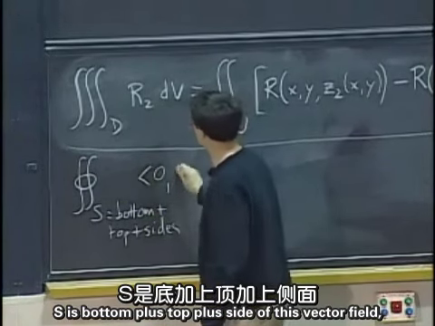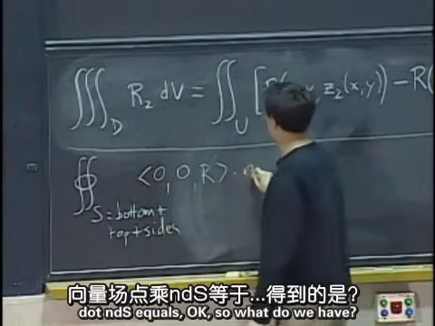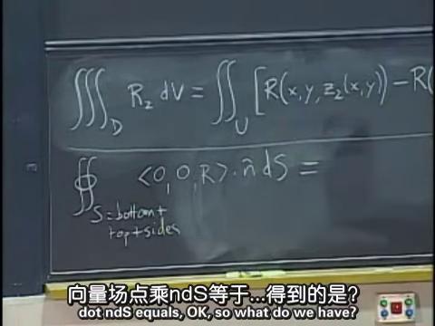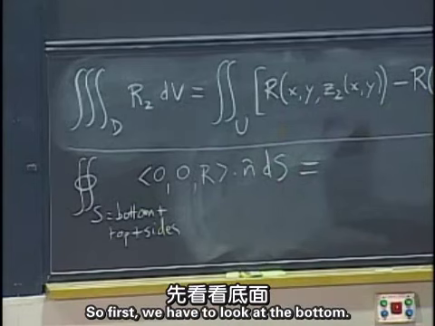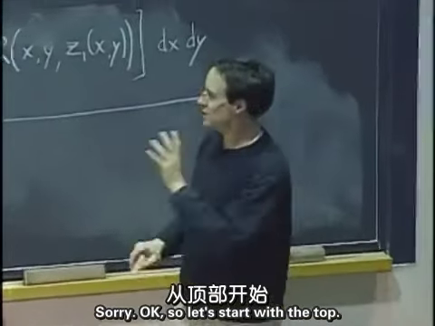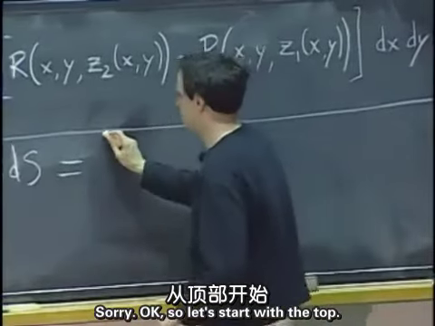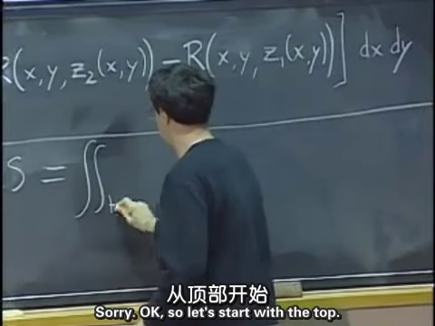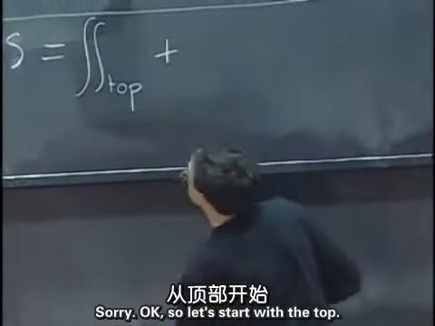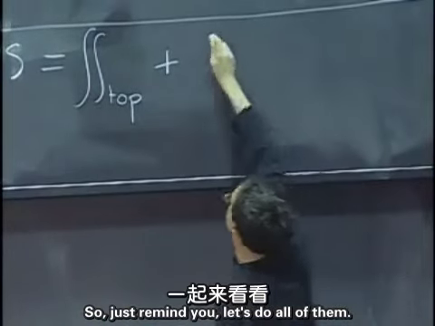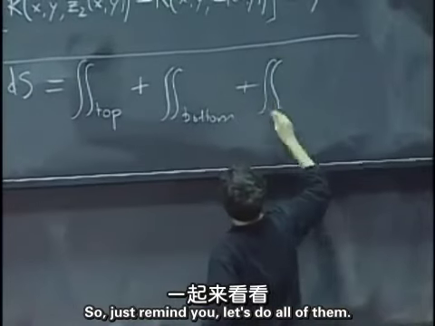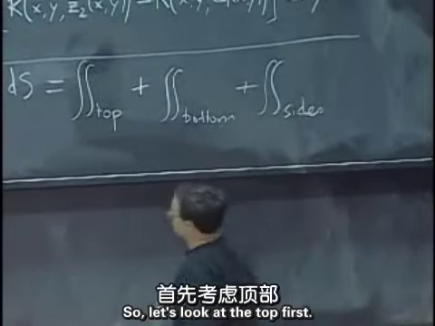of this vector field dot n dS equals, okay, so what do we have? So first we have to look at the bottom. Now, let's start with the top, actually. Sorry. Let's do all of them. So let's look at the top first.